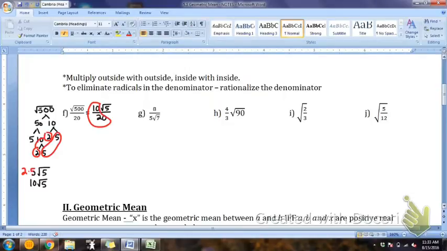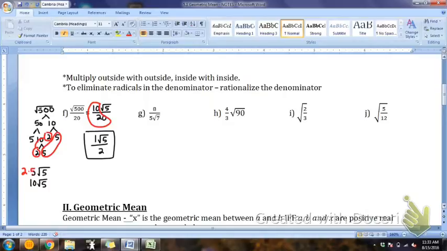So what is 10 and 20 reduced to? 1/2, right? Or 1 over 2. So I can write this as 1 square root of 5 over 2, which is the same thing as just the square root of 5 over 2. That's it. You don't have to put the 1 there if you don't want to. You can just put the square root of 5 over 2. Okay? Let's talk about G.